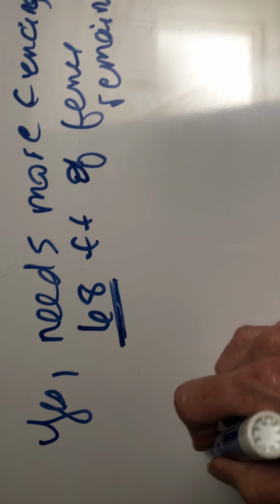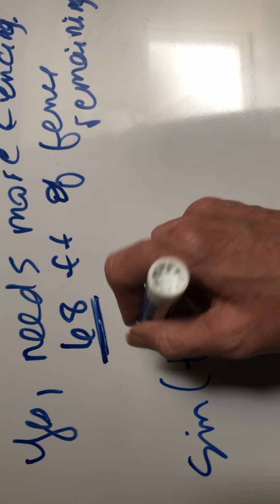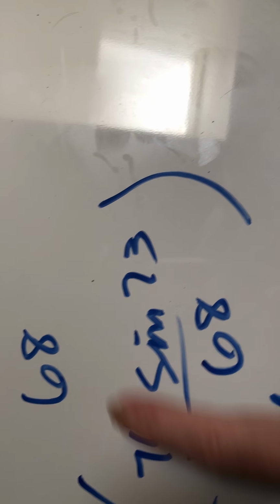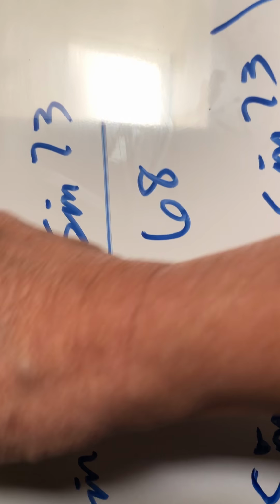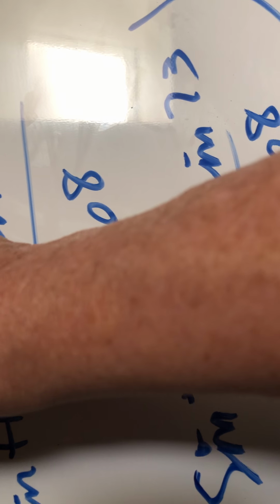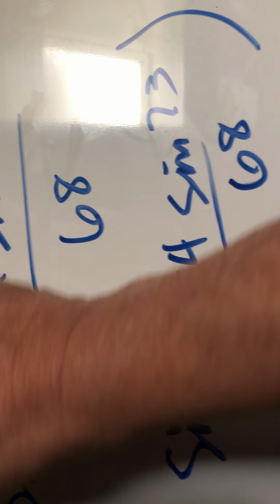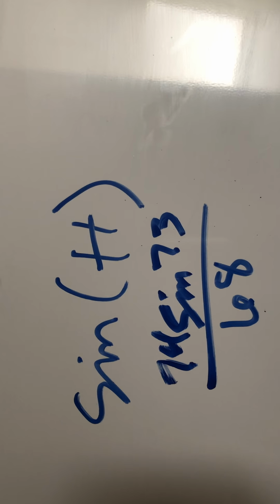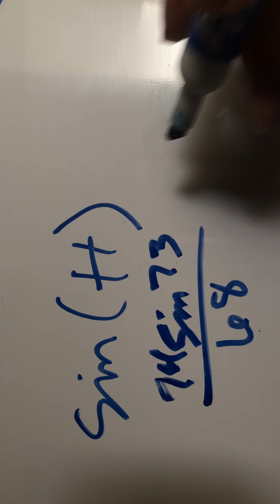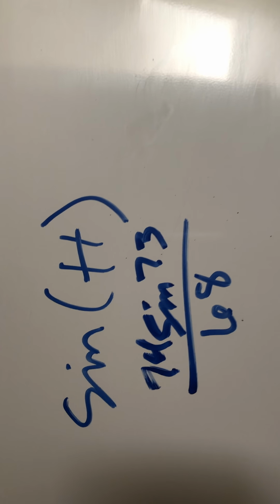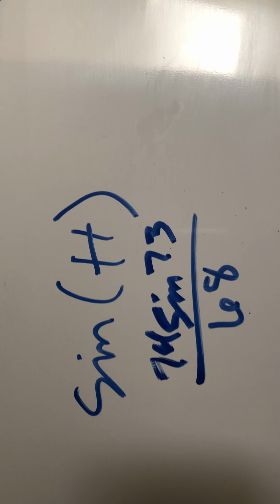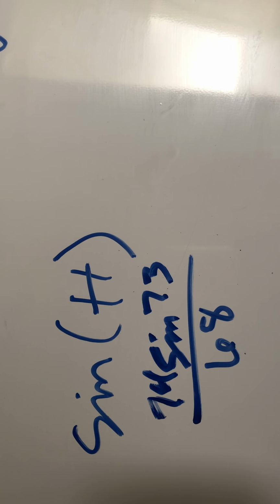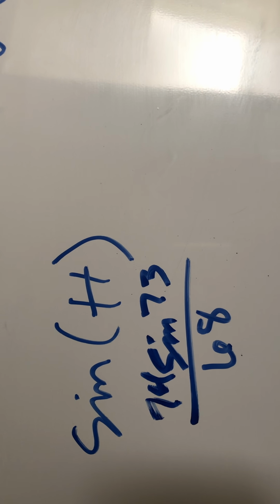Then you're actually asked for the sine of H as a decimal, okay? So that means you're going to put just this stuff in. To find this sine of H, you're going to put in 74 sine 73 over 68. Okay, not the angle measure. You just want to put that in. Because we know what happens when we try to find the angle measure. It doesn't work. So we're going to put 74 sine 73, close parentheses, divided by 68.